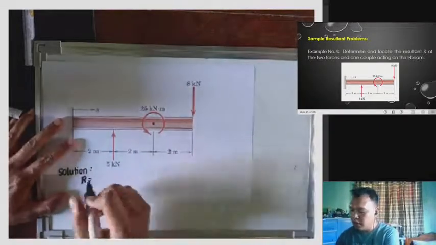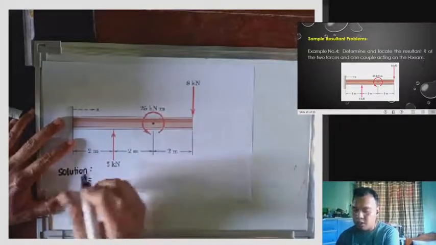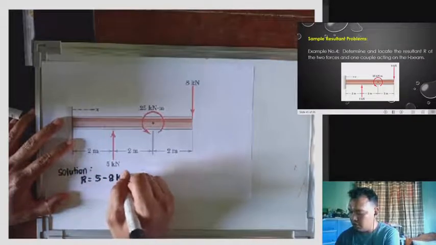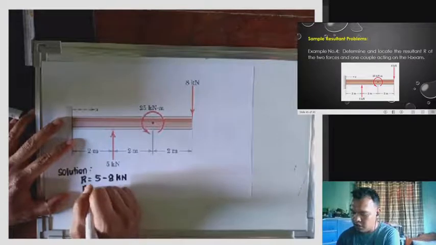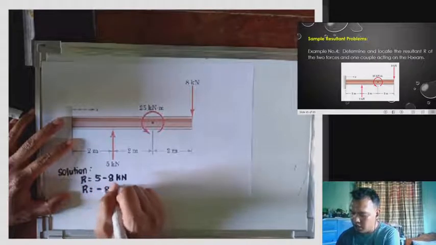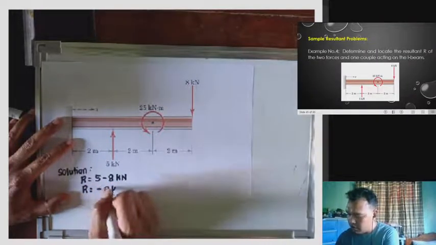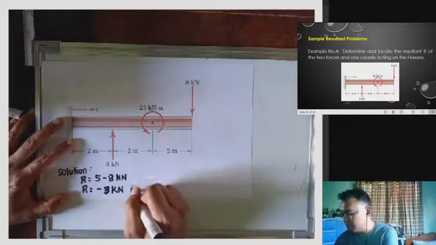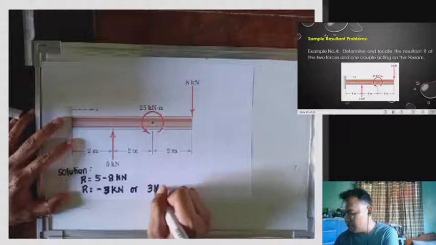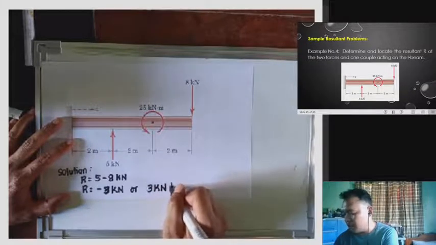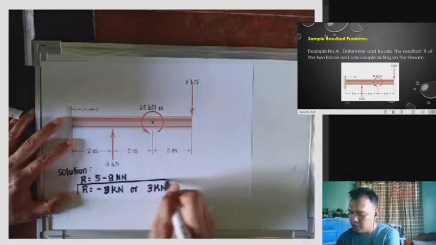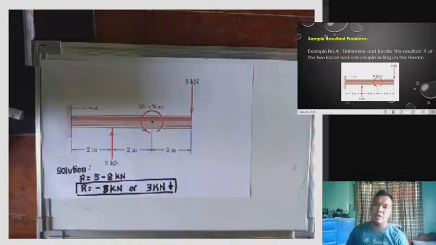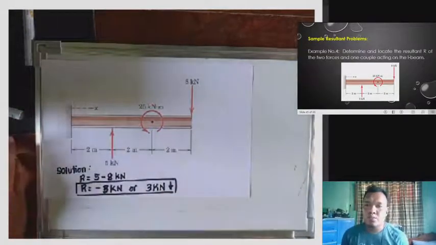So, RY is the resultant mismo. So, we have here, upward is positive ulit tayo, downward is negative 8 kilonewton. Therefore, we have here R, or the resultant is negative 8, negative 3 kilonewton, or 3 kilonewton downward. So, kahit po saan dyan, yan po yung resultant value natin.